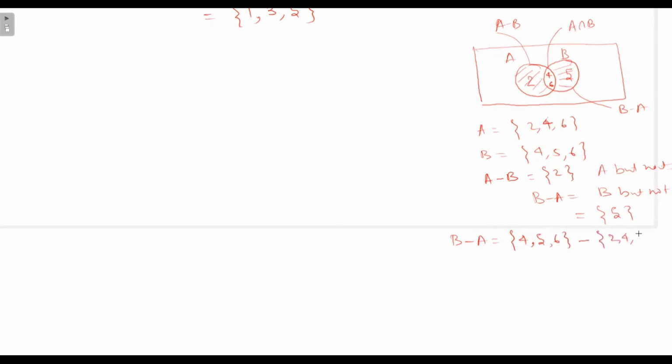So you are saying it should be in B, but it should not be in A. If it's in B, fine, but not in A. So you look at 4: it's in B and also in A, so I'll not take it. Then you check 5. 5 is there in B, but is it in A? No, it's not there, so I'll write it down. 6 is there in B and also in A, so I'll not write it down.